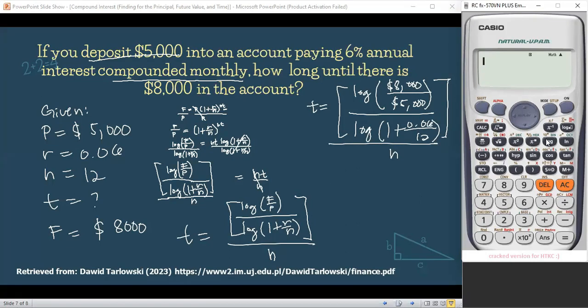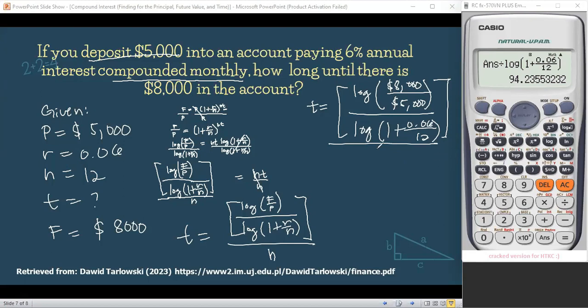So using our calculators, that is the logarithm of ito muna po tayo, the logarithm of $8,000 divided by $5,000. So ito na po yung answer niyan. Pero since may bar pa po siya, so divided by tayo by the logarithm of 1 plus 0.06 over 12. So that is 94.23. So ito, gawin na natin tong 12.